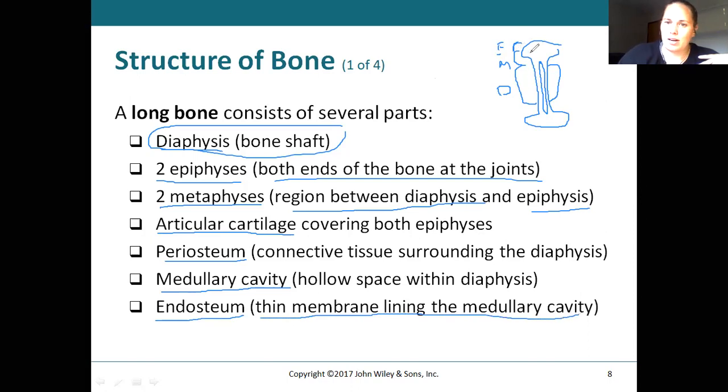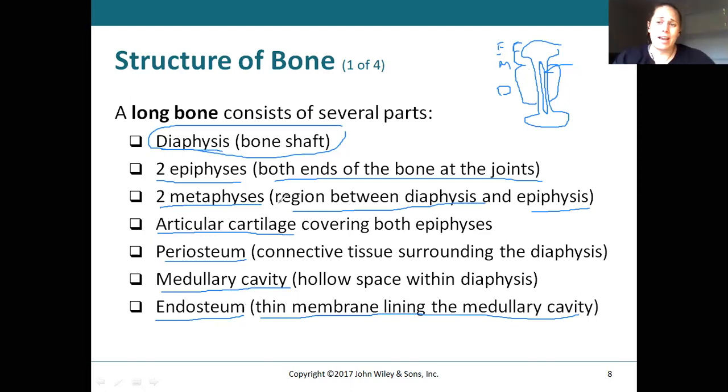So again, that medullary cavity is in that long part of the bone, the diaphysis. And so you have your endosteum that's lining that. You're going to have bone-forming cells located in your endosteum, as well as a small amount of connective tissue. So those are going to be lining that endosteum.